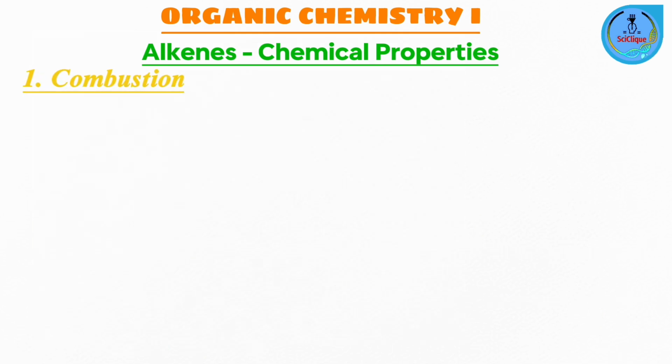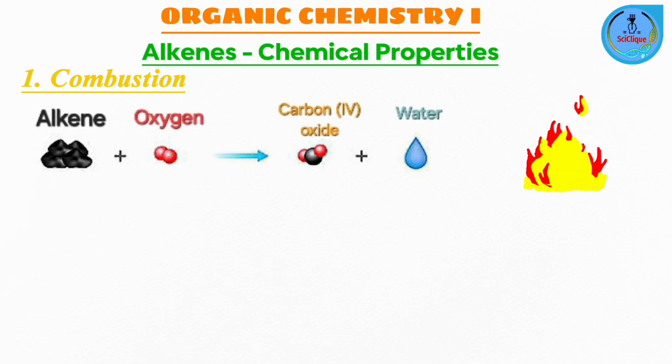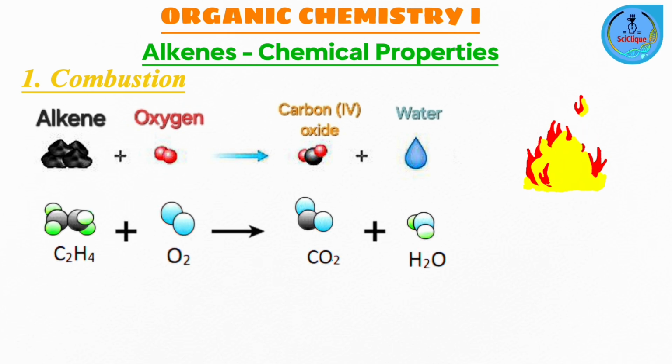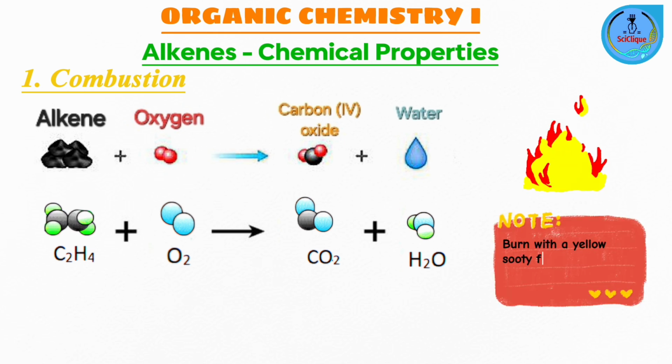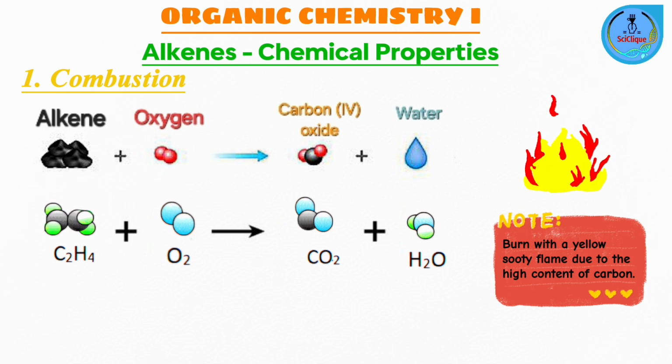So our first reaction has to do with combustion. Now alkenes burn in excess air to form carbon (IV) oxide and water. So for example, ethene will react with oxygen to form carbon (IV) oxide and water as such. If the air is limited, you know, it's not enough, what will happen is that the alkenes will still react with oxygen, but in this case, they are going to form carbon (II) oxide and water. In both cases, what will happen is that they burn with a yellow sooty flame, okay? Now, this is because of the high content of carbon that is present.